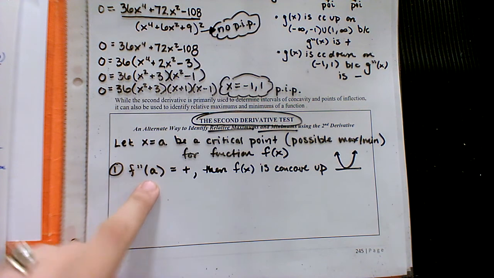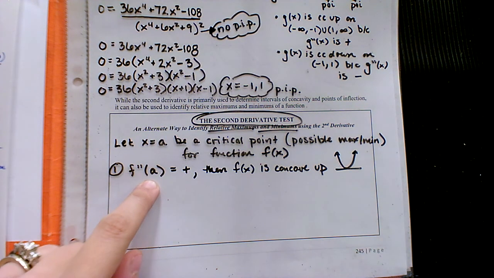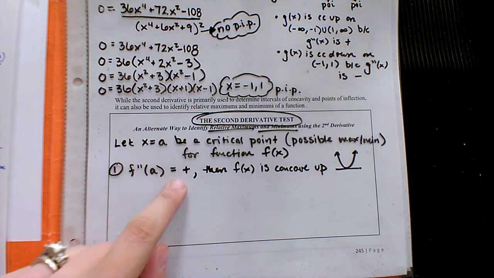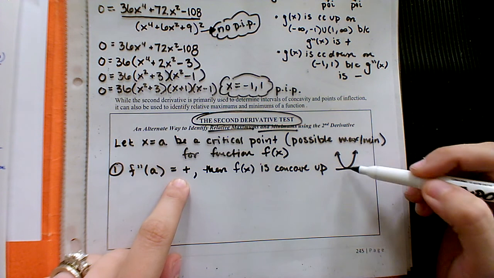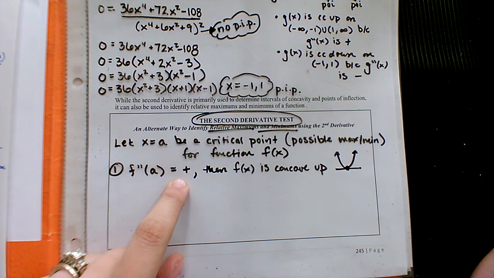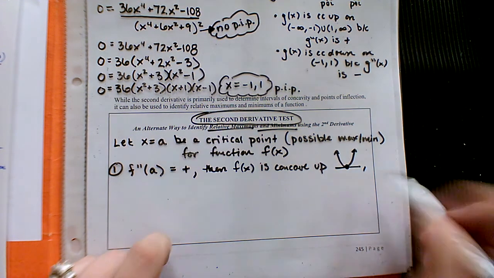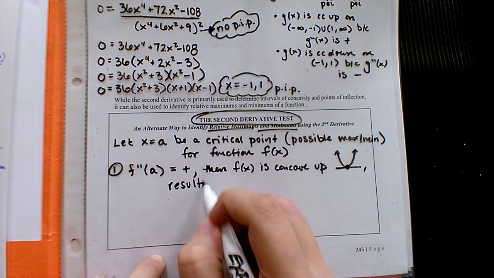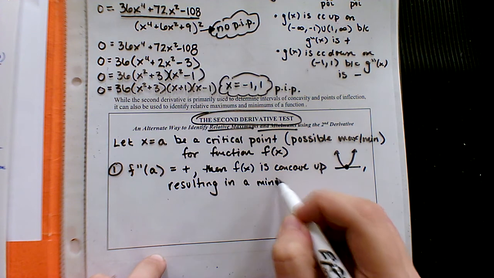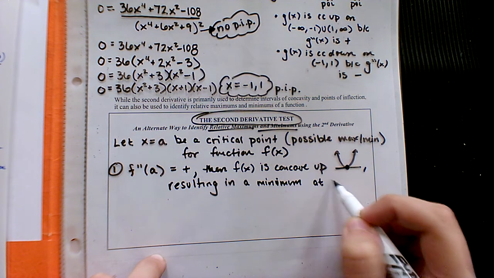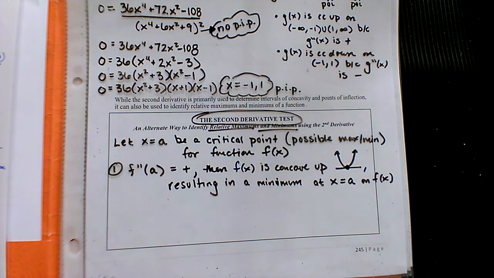There we go. So we already know that this location is a possible max or min. If we can plug in that value into the second derivative and our answer is positive, we know the curvature of the graph is concave up. And notice how that would create a minimum at this spot. So if the second derivative is positive, then f of x is concave up, resulting in a minimum at x equals a on f of x, okay, on the original graph.